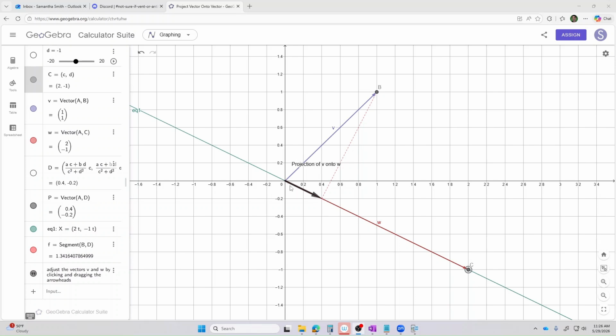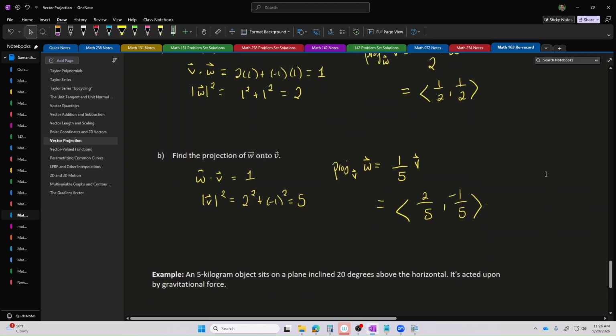And what we can see is that the projection is pointing exactly to this location, 0.4 being equivalent to 2/5, 0.4 in the x direction, and negative 0.2 in the y direction. So the projection that we're finding graphically here is an exact match to what we found using the formula.